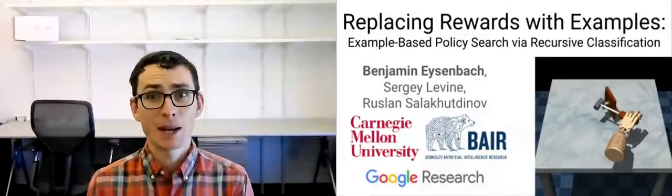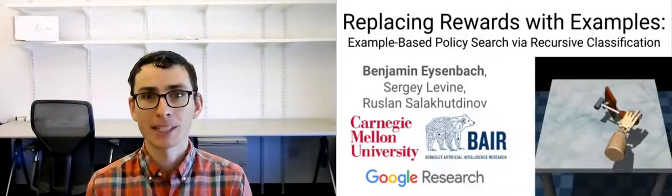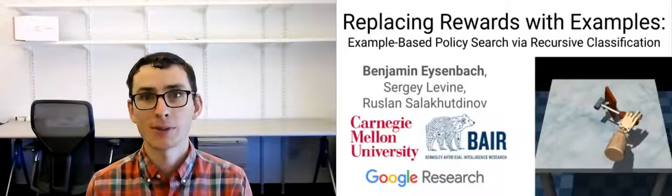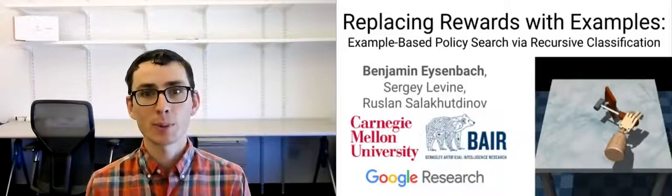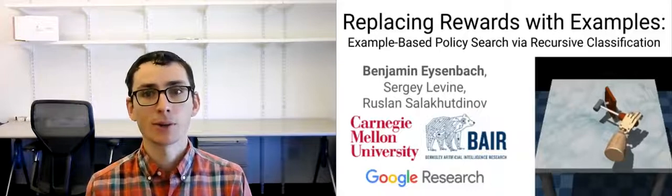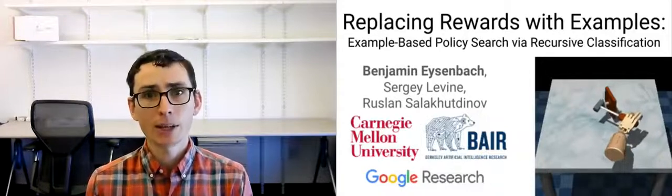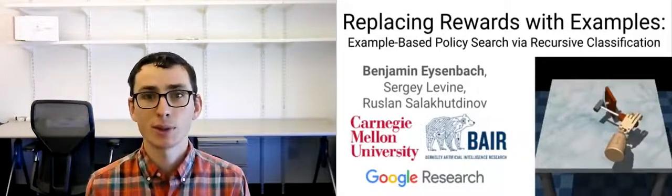I'm excited to present our paper entitled Replacing Rewards with Examples: Example-Based Policy Search by Recursive Classification. This is joint work with my advisors, Sergey Levine and Ruslan Salakhutdinov. This project is primarily about a different way of teaching autonomous agents new tasks.